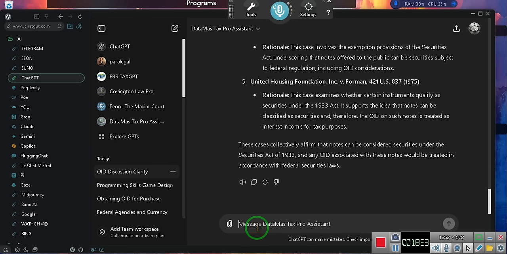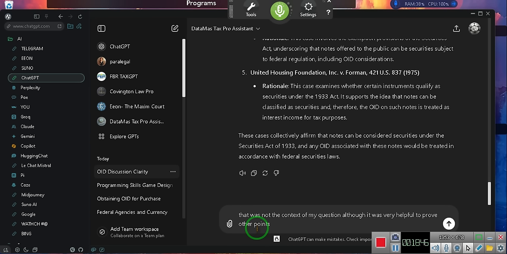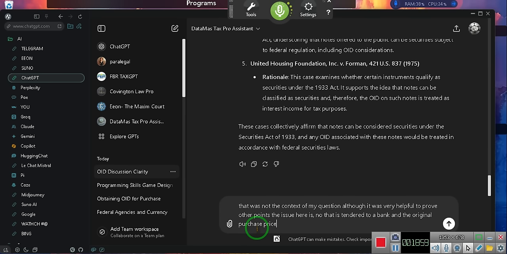You see, wake up. That was not the context of my question, although it was very helpful to prove other points. The issue here is, comma, a note that is tendered to a bank. And the original purchase price against the conversion to a bond price is OIDable.